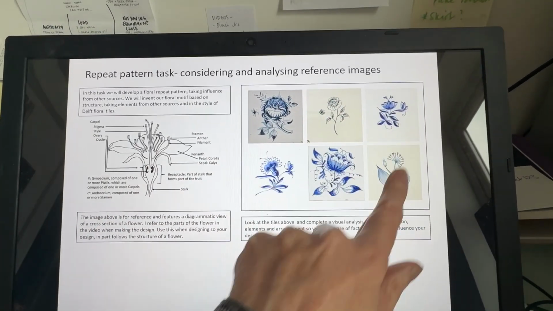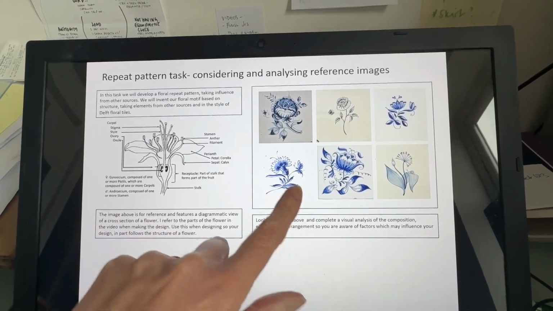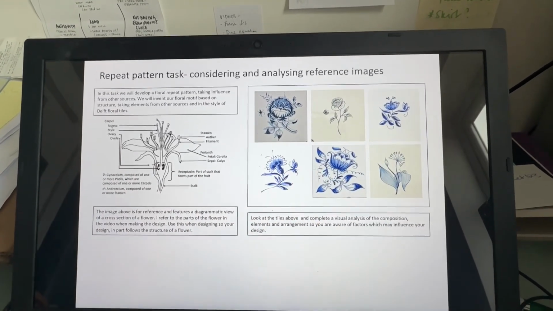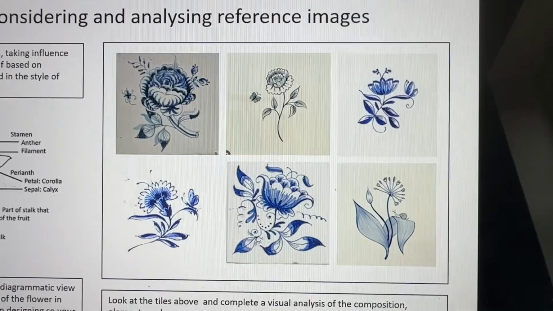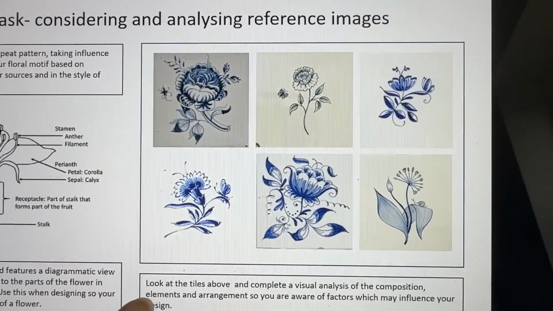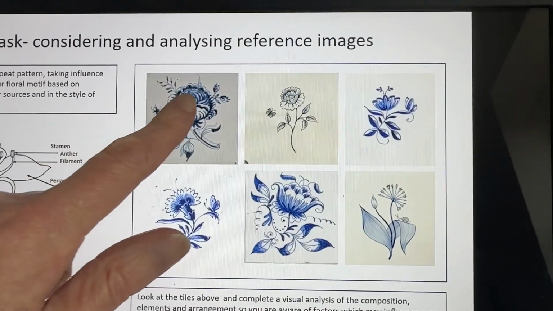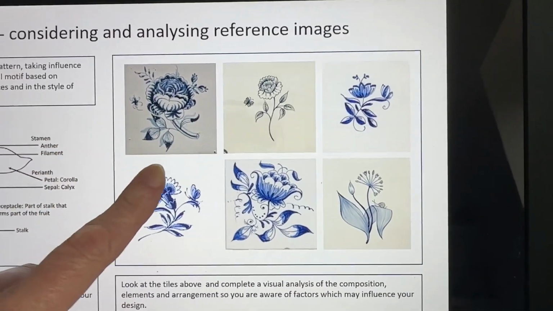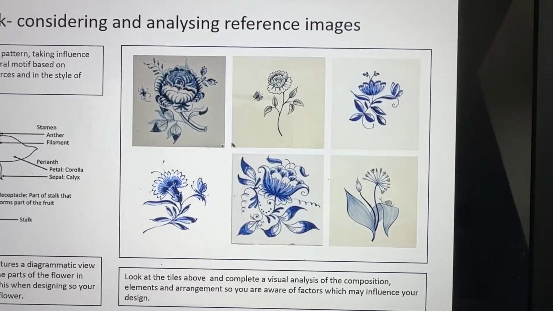I'd like you to do an analysis. You'll need a printout of this with the tracing paper over the top, an analysis of each of these Delft tiles. If you look closely, the information at the bottom is telling you what I'd like you to do. Really try and look at how they've been arranged, any additional elements that have been put into them, anything at all that might influence your work.